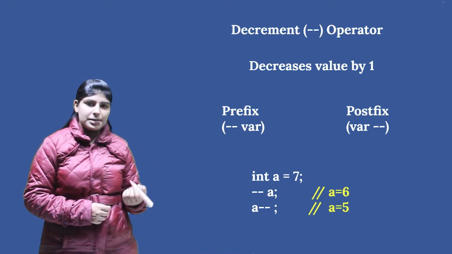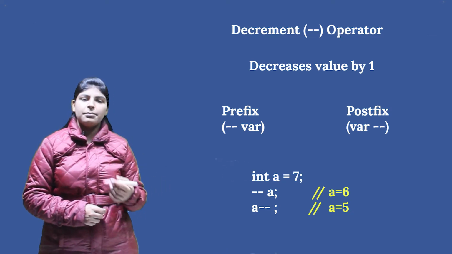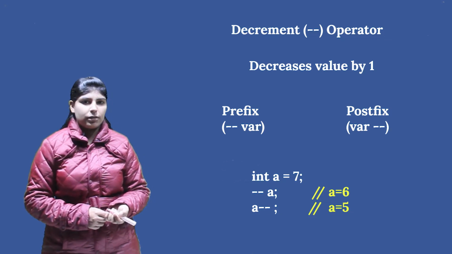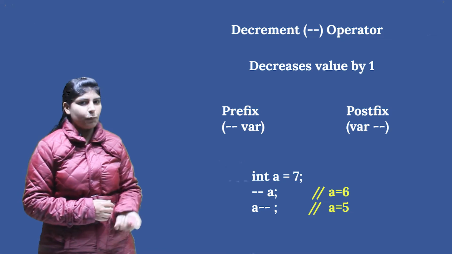Next I have a minus minus. Again the value of a will be decremented by 1. So after this line, the value of a will be 5. Now let's see the examples where there is a difference in usage of prefix and postfix operator.